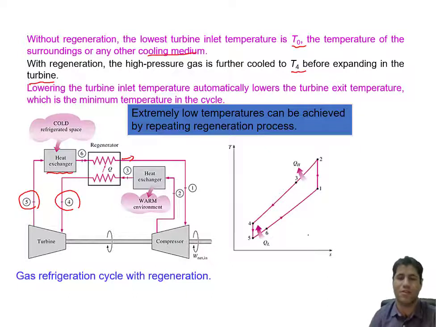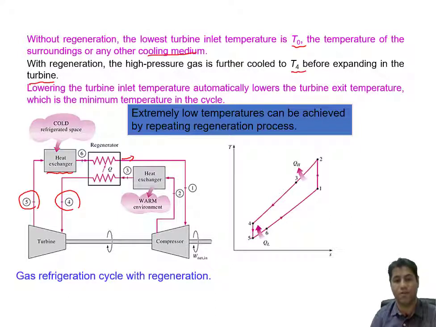So in the TS diagram, if you want to show this cycle, from state 1 to state 2 we have an isentropic compressor. The gas is compressed, then its temperature is increased. To reduce the temperature, we introduce it to a heat exchanger from state 2 to state 3, and also we have here the regenerator. Then from state 3 to state 4, we reject more heat from the working fluid. So 2, 3, 4 is in the heat exchanger and in the regenerator.